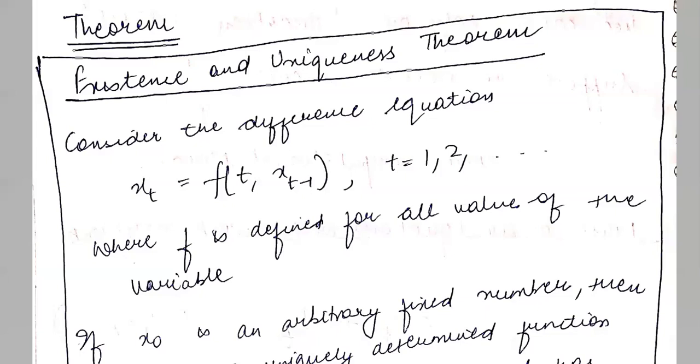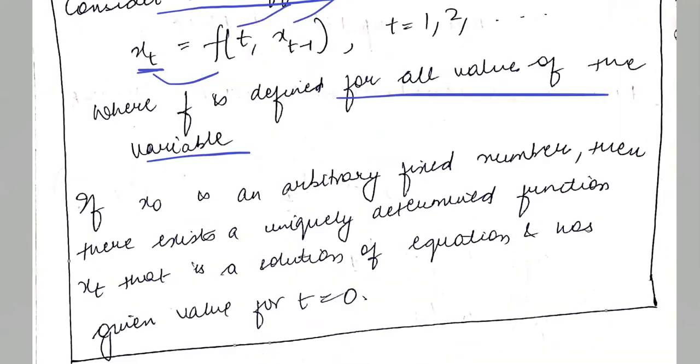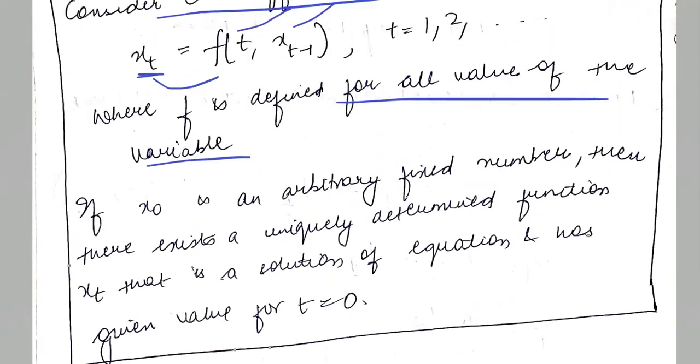It says to consider the difference equation xt, where xt is a function of time t and the previous variable xt minus 1, where f is defined for all values of the variable. Now, if x naught is an arbitrary fixed number, so if I know x naught, then definitely I can find x1, I can find x2, and so on, right?